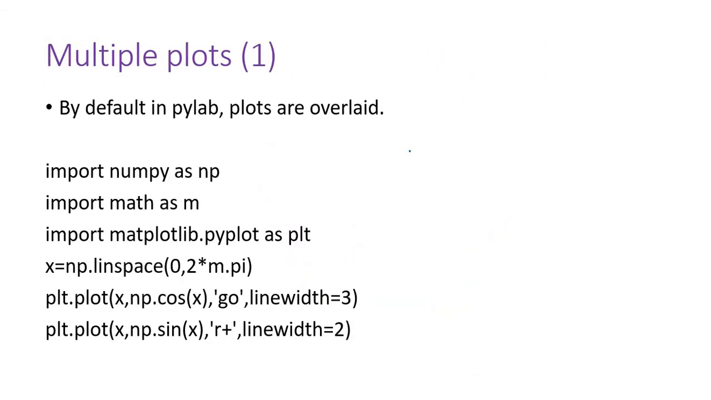Now I want to go for more than one plot. By default, the plots are overlaid in Python. Whereas in MATLAB, if I plot one plot and then go for the second plot, only the recent plot captures the figure window and the old figures go. There in MATLAB, I use the command hold on to retain the previous figures. But here it is not required. Automatically the plots are overlaid.